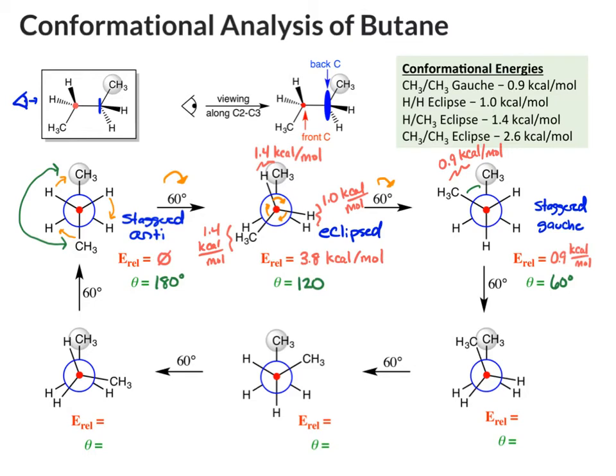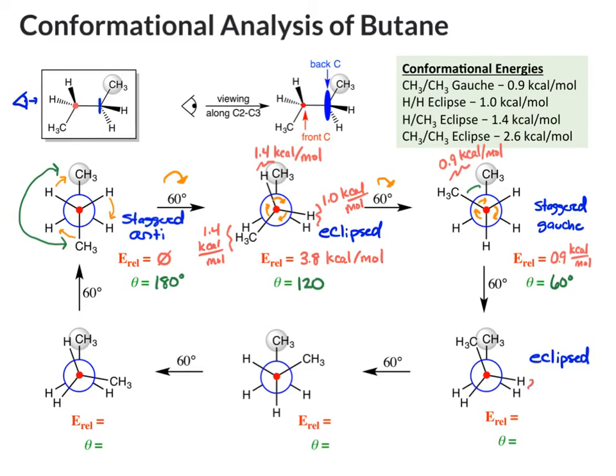Okay, next we're going to do another 60-degree rotation of the front carbon. And when we do, we end up with another eclipsed conformation. So hopefully you're starting to see the pattern. With every 60 degrees, we go from staggered to eclipsed, to staggered to eclipsed. From here, let's calculate the relative energy of this conformation.